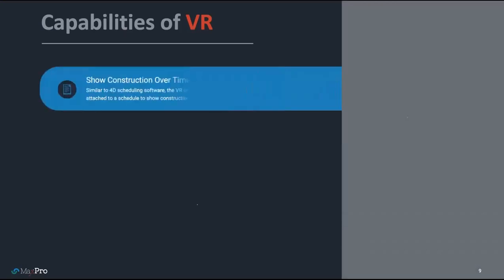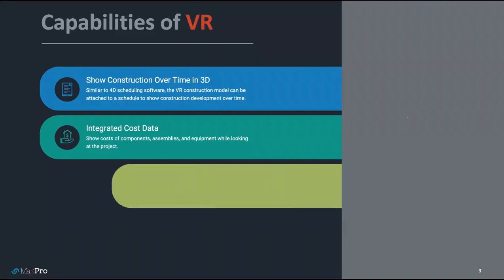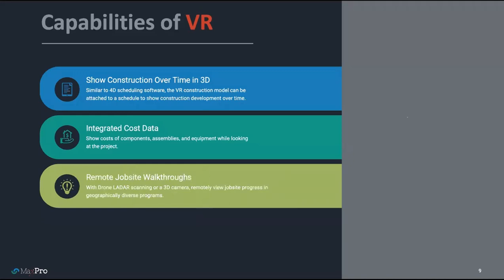So when you talk about the capabilities of VR, show construction over time in 3D. Similar to 4D scheduling software, the VR construction model can be attached to a schedule to show the construction development over time. Integrated cost shows the cost components, assemblies, and equipment while looking at the project. Remote job walkthroughs: with a drone, laser scanning, or 3D camera, you can remotely view job site progress in geographically diverse environments.